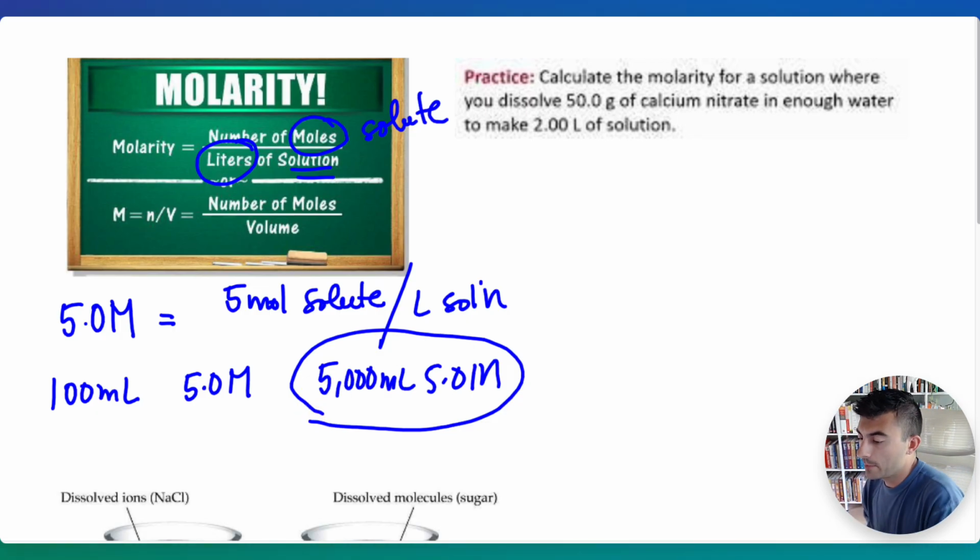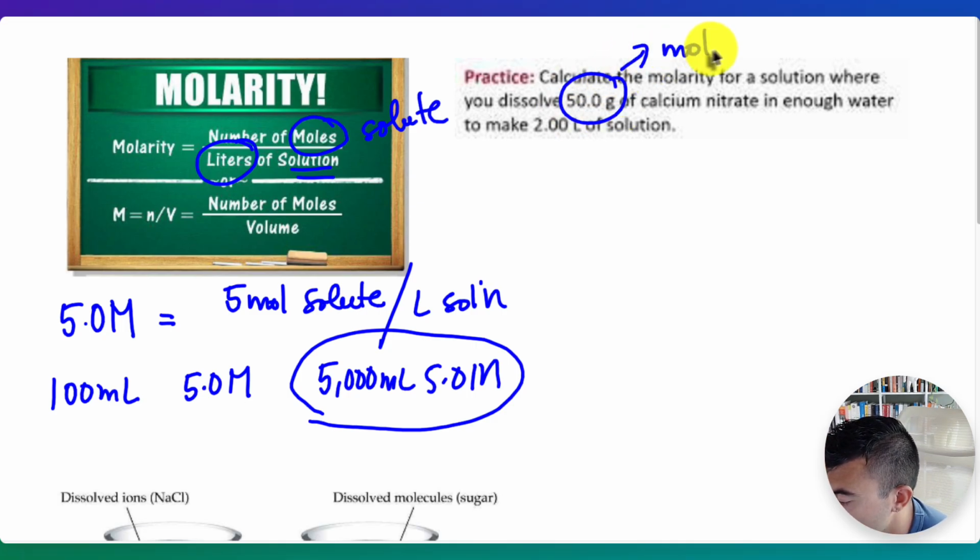We could look at this example here: calculate the molarity for a solution where you dissolve 50 grams of calcium nitrate in enough water to make 2 liters of solution. If we're following our formula, I need moles of solute, and they give me grams right now. So we know this has to be converted to moles, and the only way to do that will be using the molar mass of my solvent, or sorry, my solute.